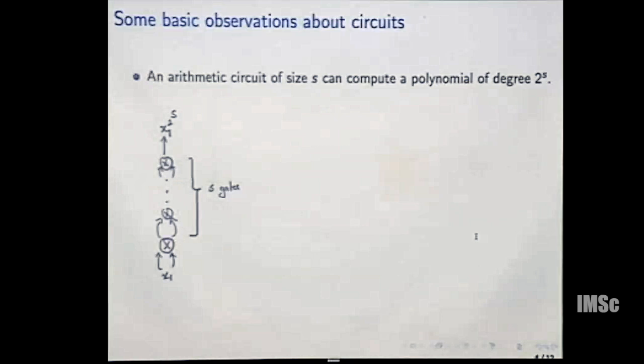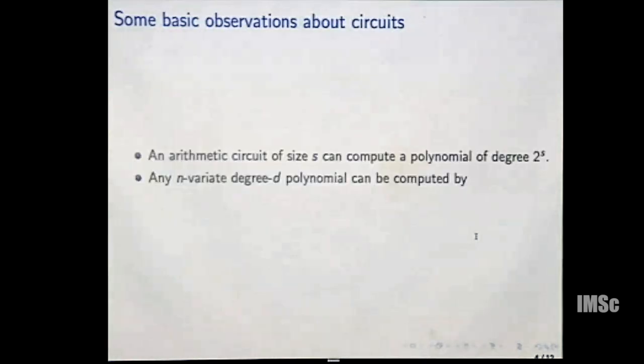Right? So by investing log n gates, you can actually compute polynomials of degree n, because of this repeated squaring. And this is still directed acyclic, so it fits in the definition.